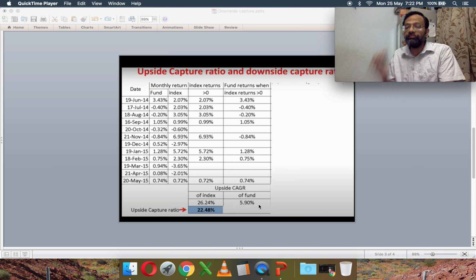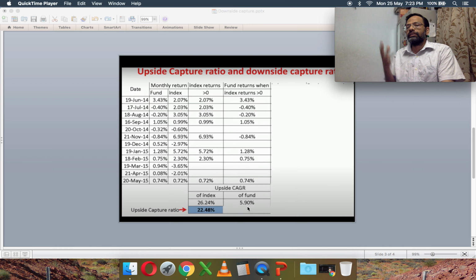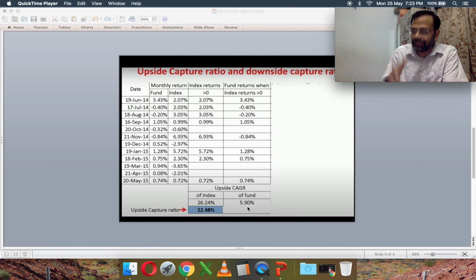Now I define my upside capture ratio as the upside CAGR of the fund divided by the upside CAGR of the index. So 5.97% of the fund divided by 26.24% of the index, and that gives me 22.48%. That's called the upside capture ratio. This means that the fund has only captured 22.4% of the index gains, that is whenever the index moved up. And that's essentially how the upside capture ratio is calculated.